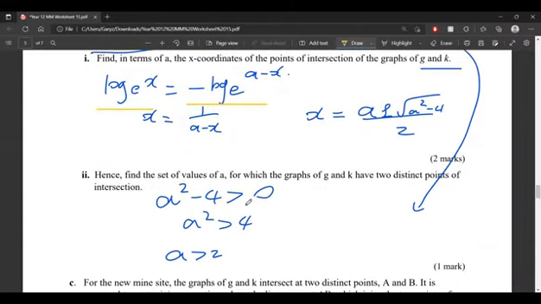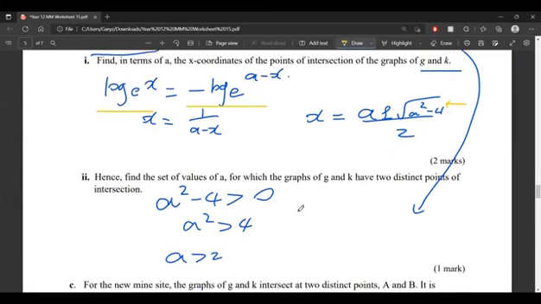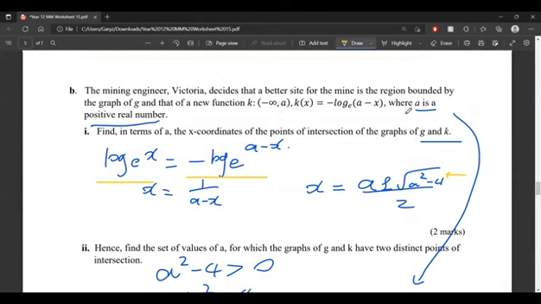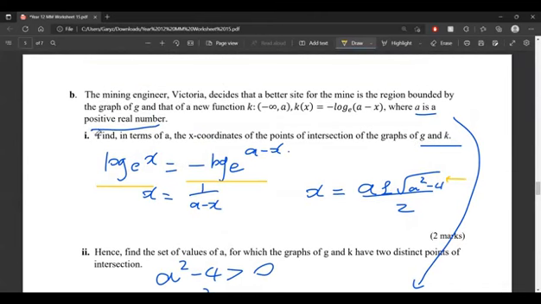The next question asks us to find the set of values for a for which the graph has two distinct points of intersection. We know that the graph must have two distinct points of intersection if the square root is defined, right? We also know it can't be 0, because if the square root is 0, then it won't have two points of intersection, because plus or minus 0 is the same answer. So a squared minus 4 is bigger than 0, a squared is bigger than 4, a is bigger than 2. And we don't have to write a as less than negative 2 because we know that a is a positive real number, and the question tells us that.